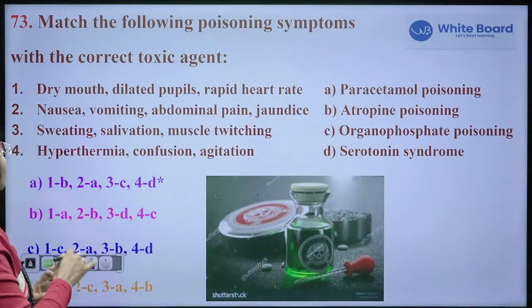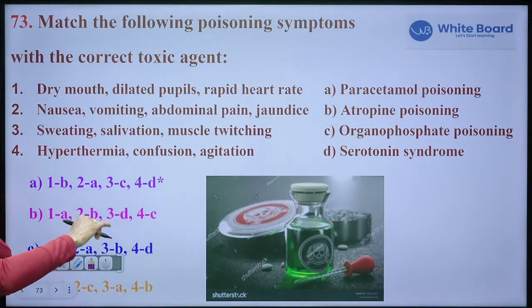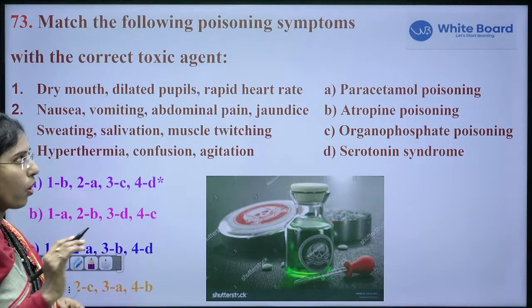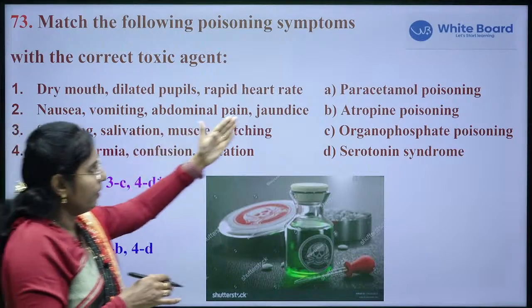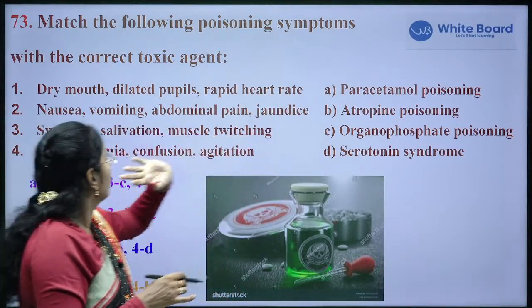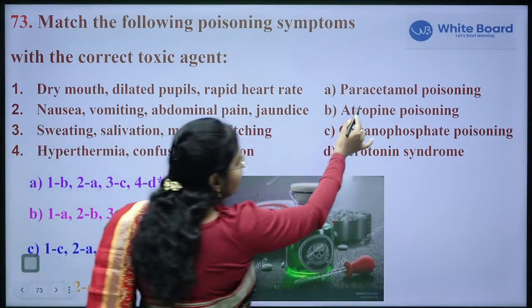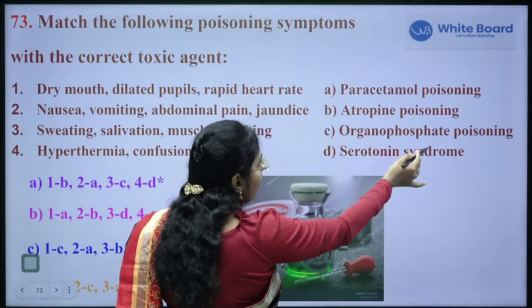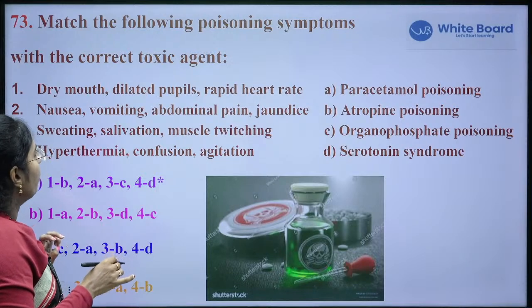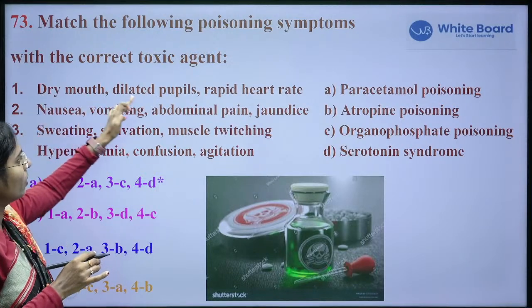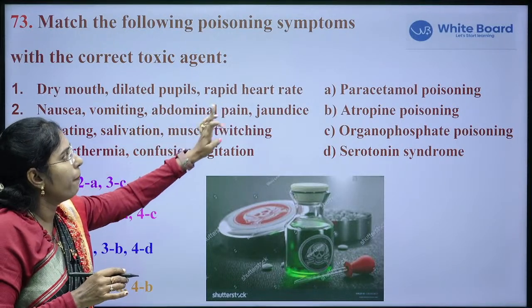Coming to the next question, match the following poisoning symptoms with the correct toxic agent. So here they have given poisoning symptoms and poisons, various poisoning. So here the first ones are paracetamol poisoning, atropine poisoning, organophosphate poisoning and serotonin syndrome. Right, so the first symptoms: dry mouth, dilated pupils and rapid heart rate.